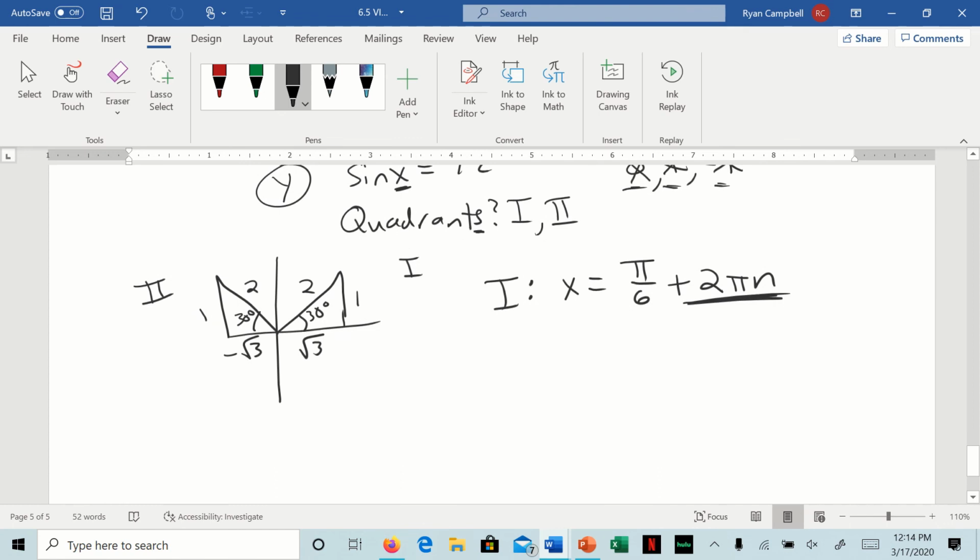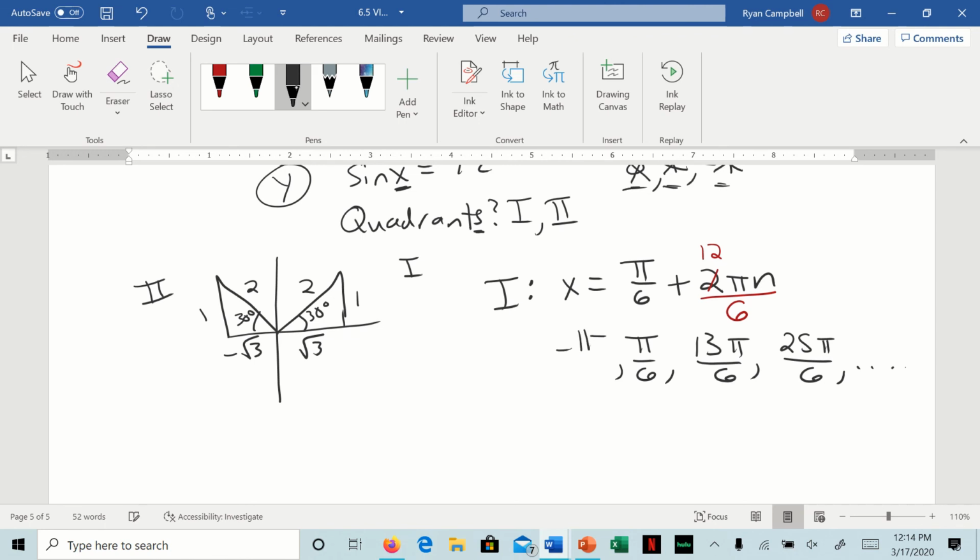So we can list them out. If we let n be 0, again, we can make this a little easier. Make this over 6, so we multiplied that 1 by 6. We want to multiply this by 6 to be 12, right? So we can see that in this case, x is going to be pi over 6, 13 pi over 6, right? 25 pi over 6, and so on and so forth. If you go in the negative direction, you're going to have negative 11 pi over 6, negative 23 pi over 6, and so on and so forth.